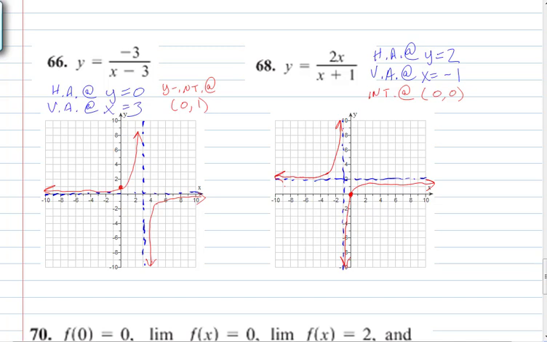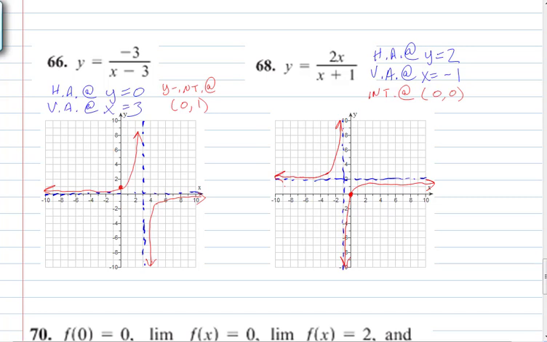Any questions? Yes, sir. Just like a really quick question. So the horizontal asymptote is the numerator and the vertical is the denominator? No. Just don't do that. No, don't do that. The horizontal asymptote depends on the degree of the numerator as compared to the degree of the denominator.